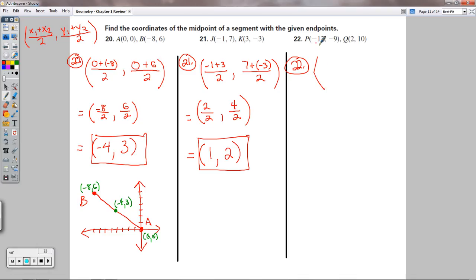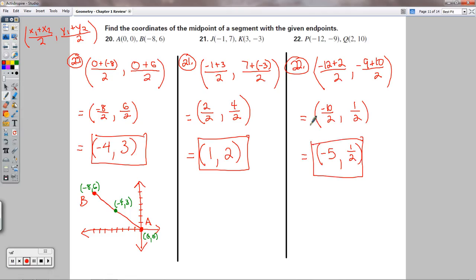Okay. We've got negative 12 and 2. Add them together. Divide by 2. That's the average of the x values there. And then negative 9 plus 10 over 2. That's the average of the y values. You've got negative 10 over 2. You've got 1 over 2. That is negative 5. And then you can have a fraction that happens sometimes. 1/2 would be your y value for the midpoint.